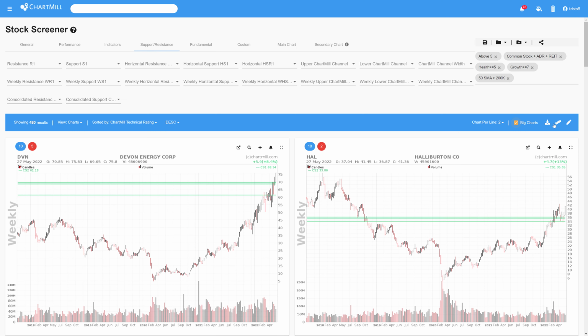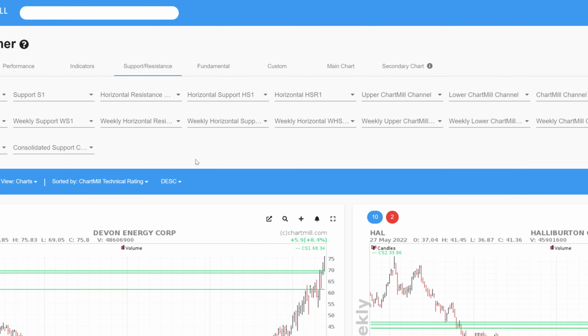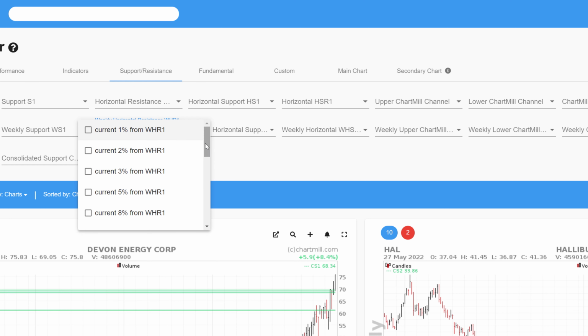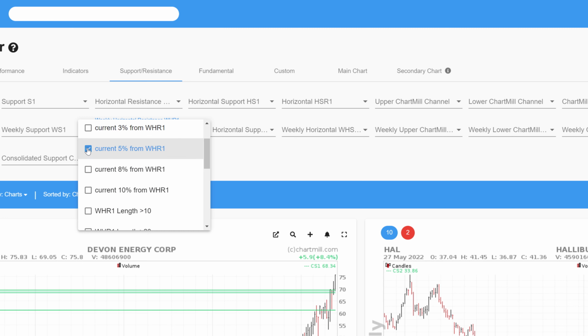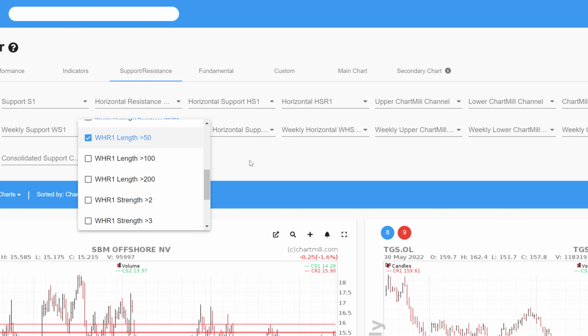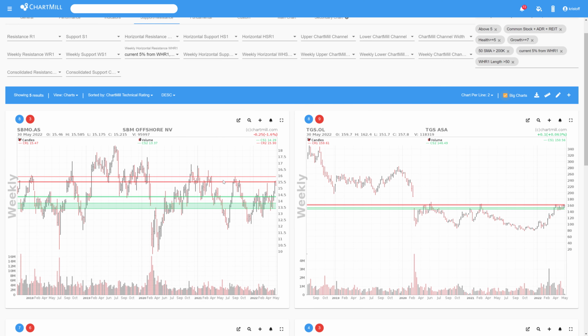You can use the same method to find stocks which are close to the nearest resistance level. Use the selection field Weekly Horizontal Resistance. I choose current 5% from WHR1 and WHR length bigger than 50. In this way, you'll be able to find nice breakout setups.